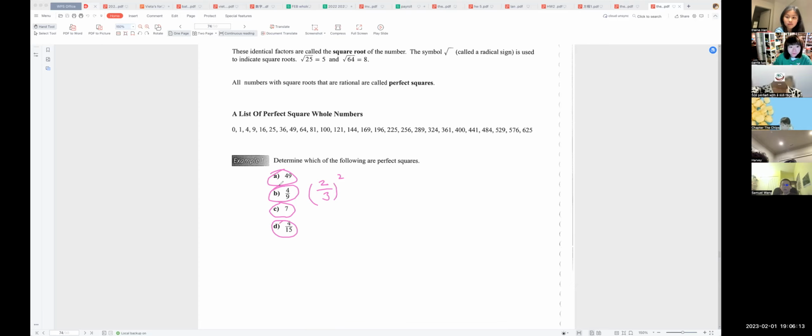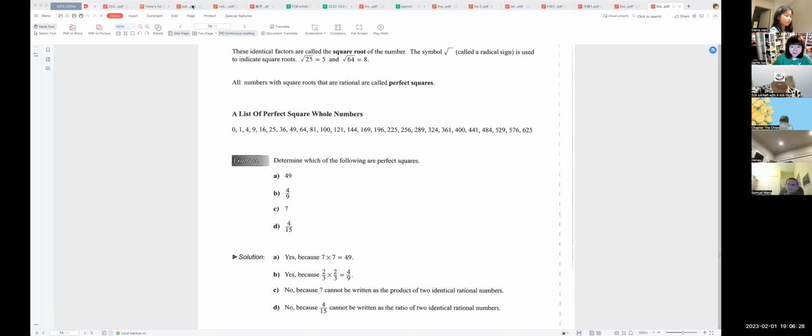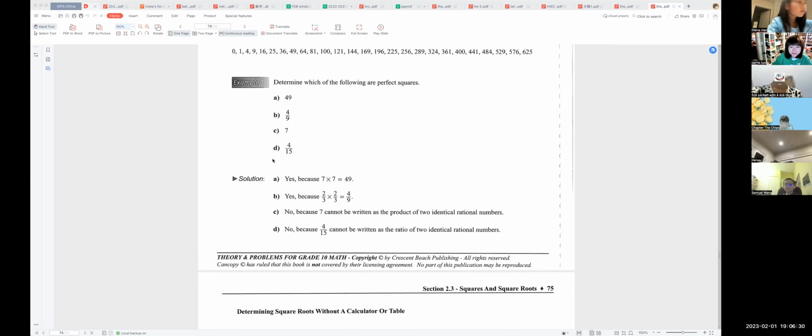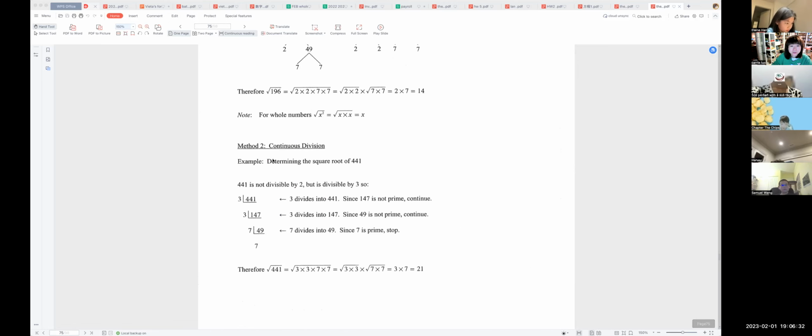4/15 is not a square number, okay? This 4 equals 2 times 2, but 15 equals 3 times 5, so there's no way. If it is 5 times 5, like 4/25, that is a square number. Okay, understand everybody? Now let's take a look at this one.